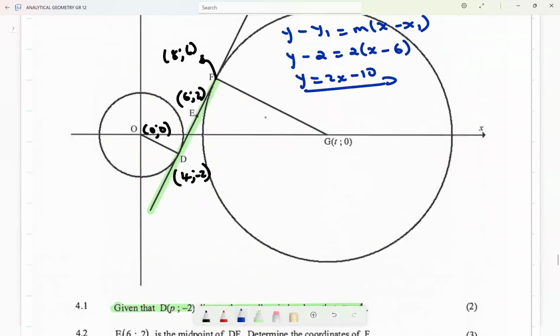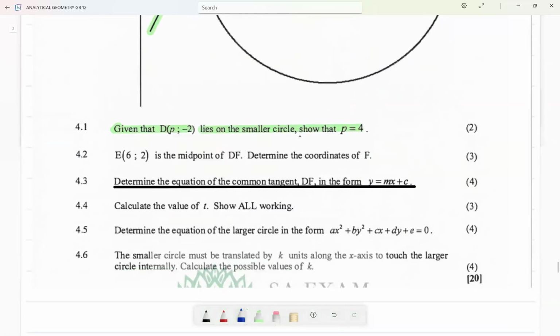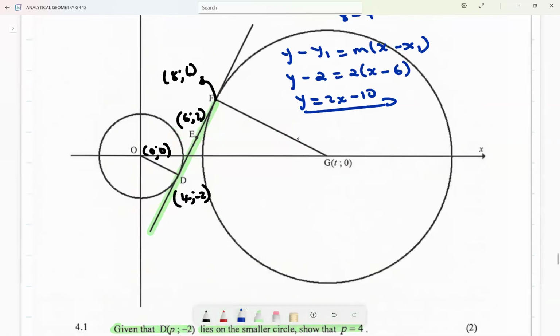Or someone might find the gradient of OD. The gradient of OD is equal to negative half. And then therefore the gradient of DF is going to be the negative of the reciprocal, which is 2, because they are perpendicular. Tangent perpendicular to radius. But since we now have points, I opted to use the points. And then they say, for 3 marks, calculate the value of T.